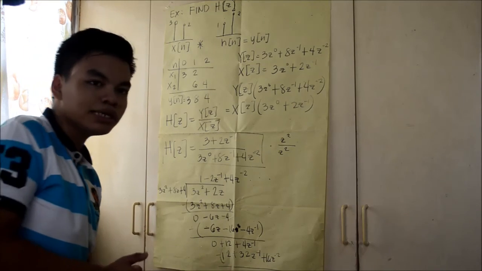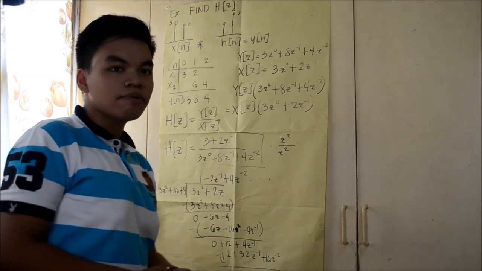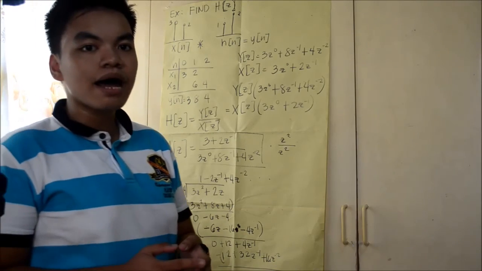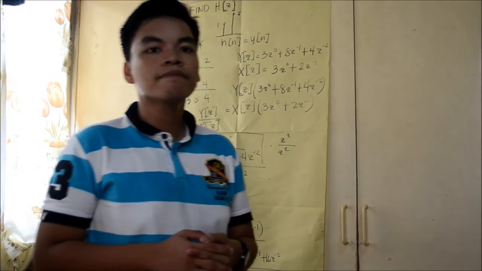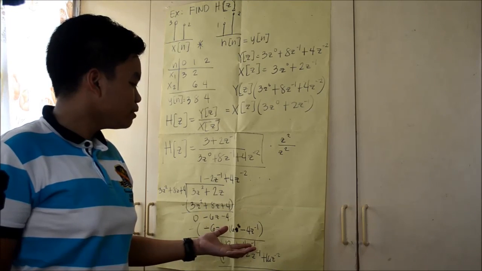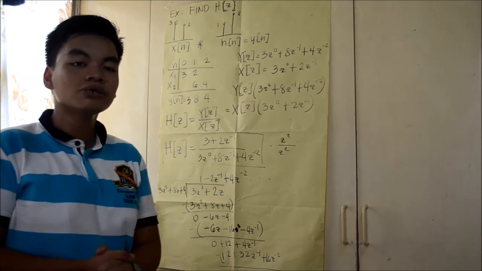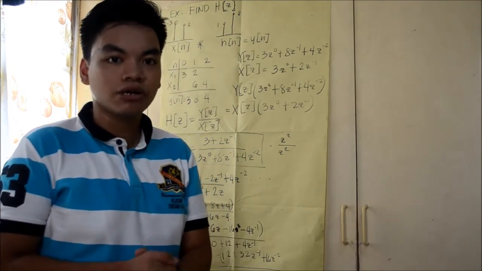As you can see, or as you notice, we are only repeating the process in dividing. When this happens, this is called the step function. That's all po.